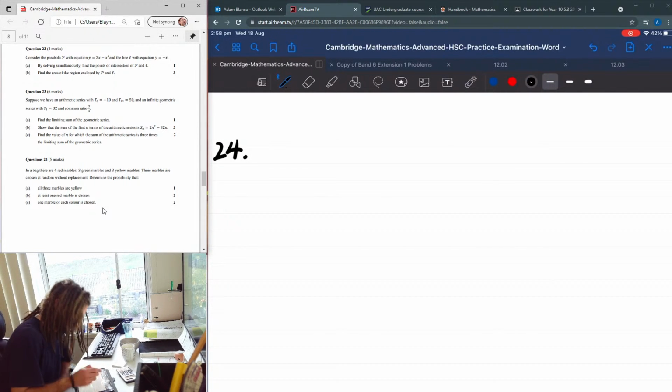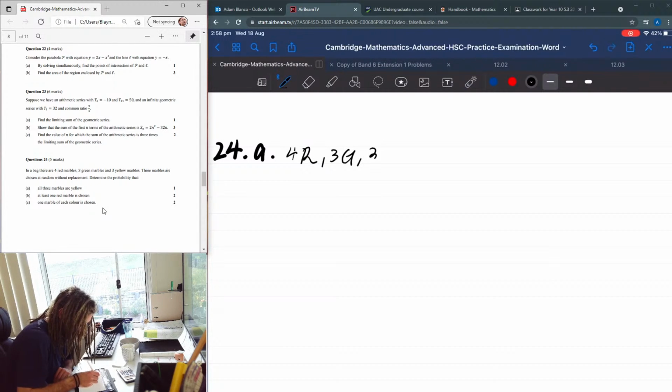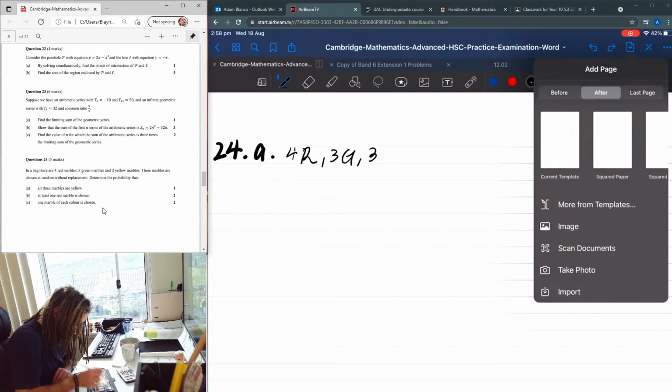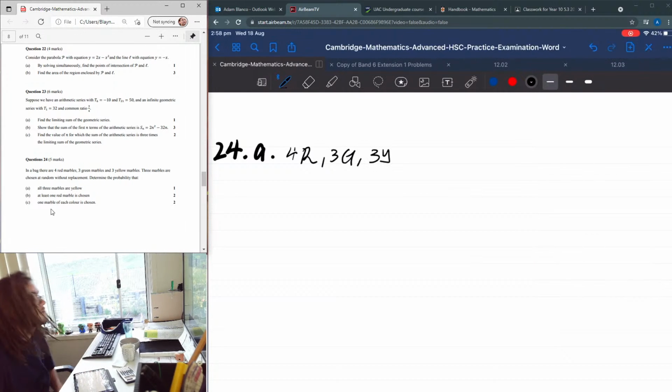Oh jeez, probability. Year 11 probability. A fave. In a bag there are 4 red marbles. I have to write this. 4 red, 3 green, and 3 yellow. That's terrible, disgusting. I hate when people write 3 like that. 3 yellow.